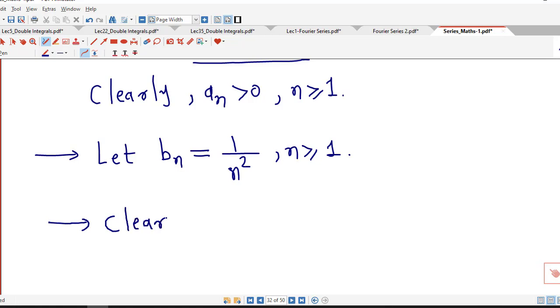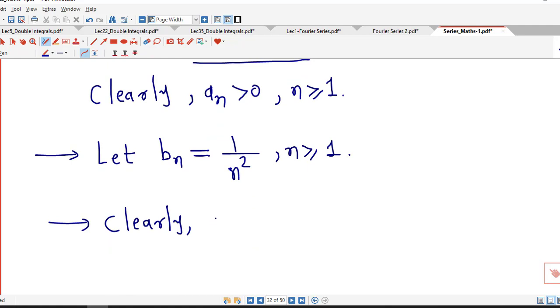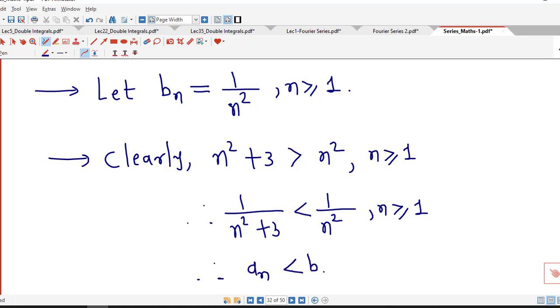So in an we have n square plus 3 in the denominator, and we know that n square plus 3 is always greater than n square for all n greater than or equal to 1. So if we take the reciprocal, we have 1 by n square plus 3 is less than 1 by n square, n is greater than or equal to 1. So we have shown that an is less than bn, n is greater than or equal to 1.